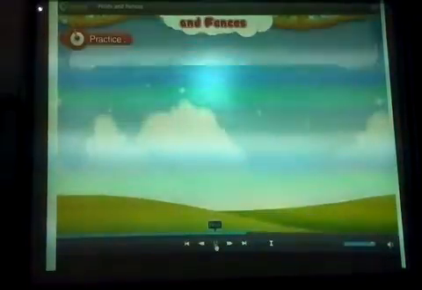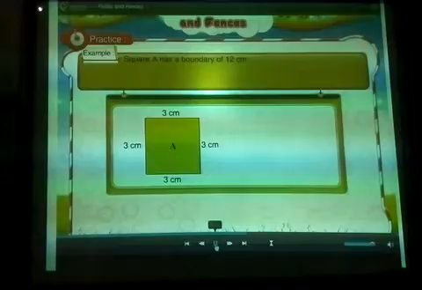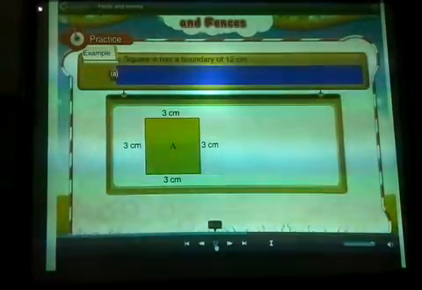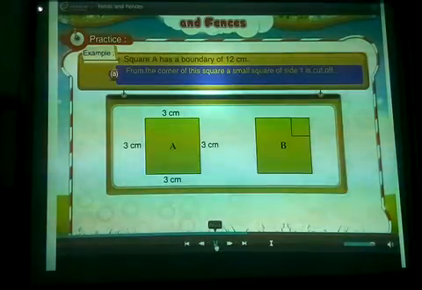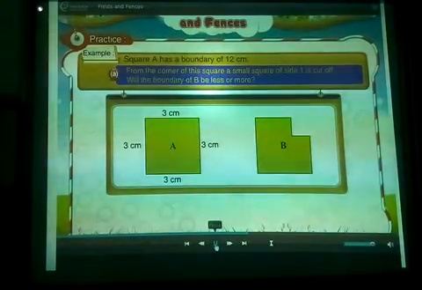Practice. Example. A square has a boundary of 12 centimeter. A. From the corner of this square, a small square of side 1 is cut off. Will the boundary of B be less or more? Find its length.